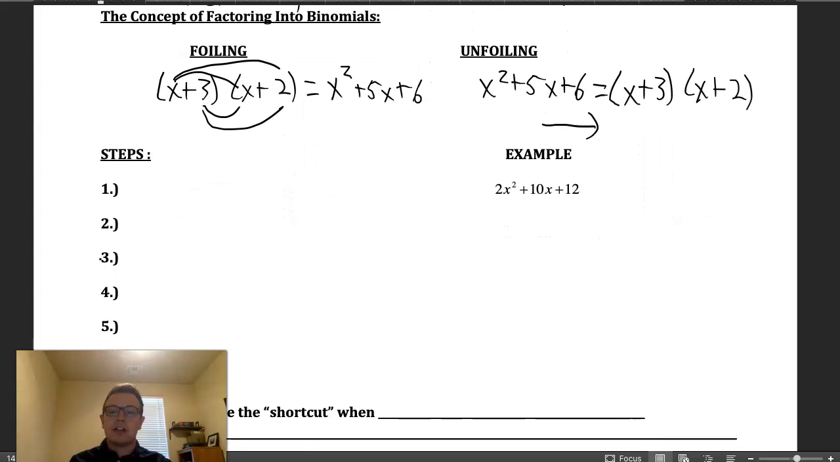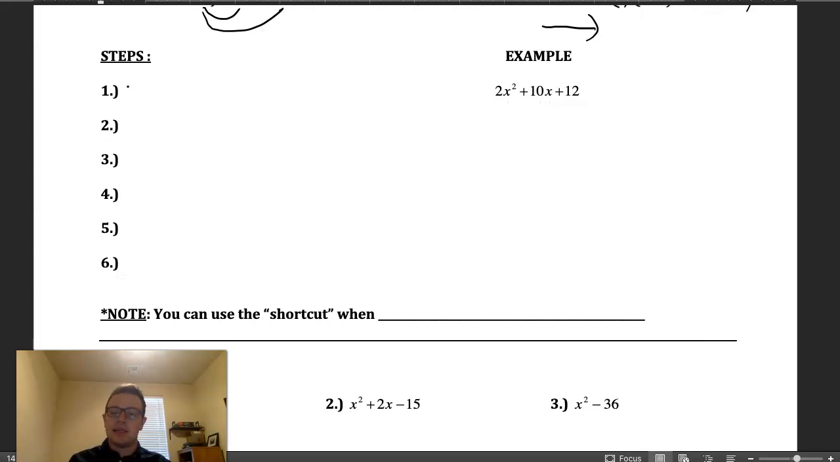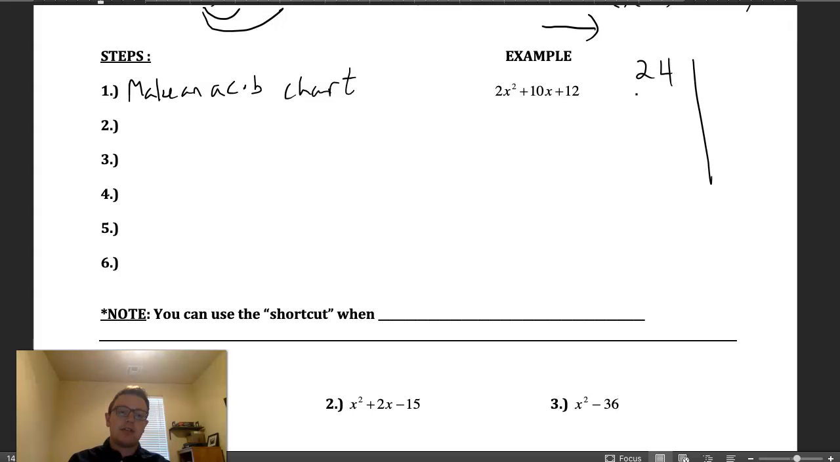Let's do a review of what our steps for factoring are. Our first step is to make an ACB chart. Now, some of you might have learned other methods, such as a star chart. Any of those work as long as we get to the right answer. However, I'm going to be teaching ACB charts. What does this mean? It means we multiply A and C together, so 2 and 12 together, so we get 24 on one side. We're going to look for multiplicative factors of 24 that add up to 10.